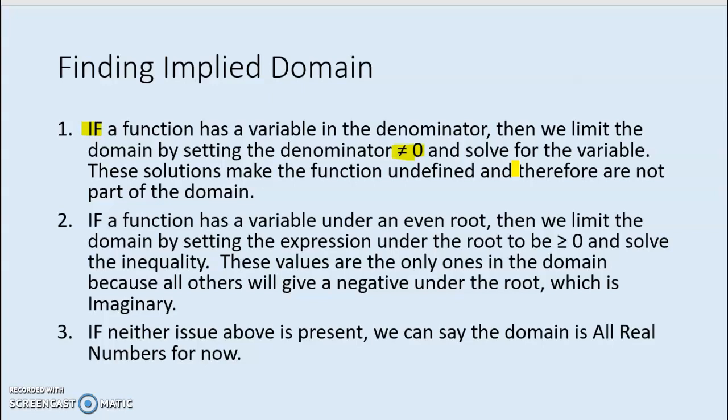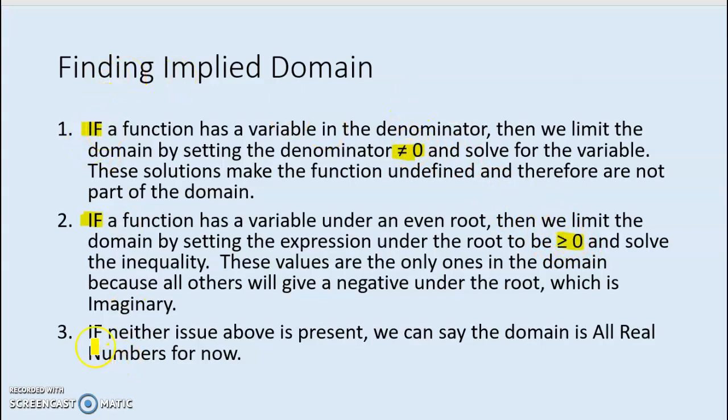So we're basically removing some things. Number two, if the function has a variable under an even root, then we limit the domain by saying the expression under the root must be greater than or equal to 0. Basically when we have a root, we want to make sure that what's under the root is non-negative, because we don't want negative numbers under a root that lead to imaginary numbers. So condition 1 keeps us from dividing by 0. Condition 2 keeps us from taking the root of a negative number.